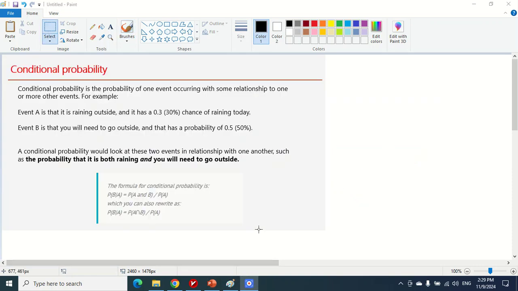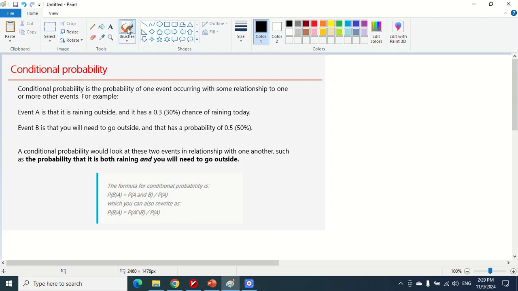Now let us take a look at the conditional probability. The conditional probability is the probability of one event occurring with some relationship to one or more other events. That means when one event has already occurred, and we want to know the probability of the other event based on this condition, then we have a conditional probability.